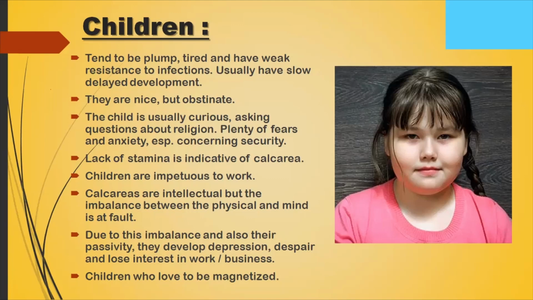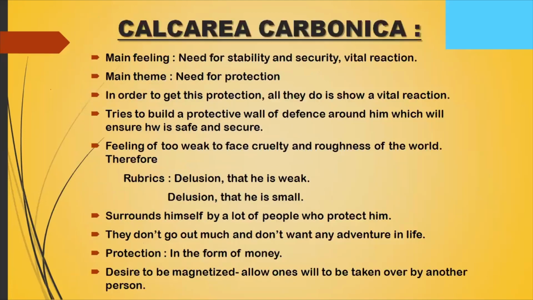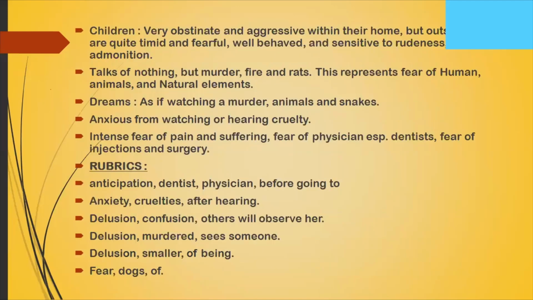Plenty of fears and anxiety. Lack of stamina is indicative of Calcarea. They love to be magnetized because they need the support. Delusions, he is weak, he is small. Surrounds himself by a lot of people who protect him. Try to build a protective wall of defense around him. They need protection in the form of money. They talk of nothing but murder, fire, rats, etc. That is the low nature they are thinking of.